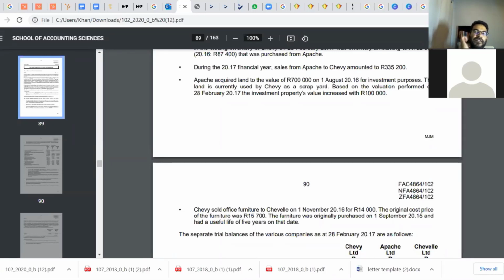Now, from a group perspective, this land is being used by Chevy. Any asset that is owner occupied is considered to be PPE. So you must just get this straight in your head. From a separate legal entity point of view, we have APAC that has this land as investment property. Then we have Chevy who's using the land. From separate legal entity purposes, totally fine. Now, when you're doing a group perspective, Chevy and APAC become one entity, one economic entity.